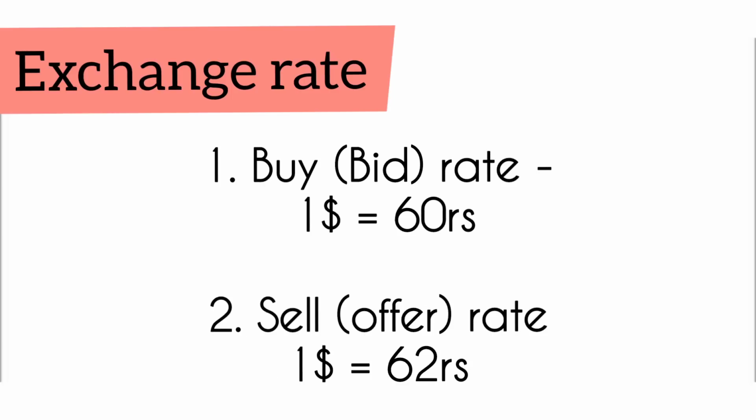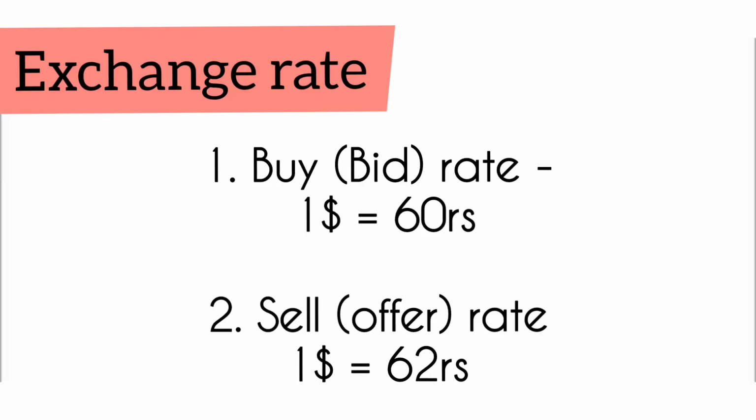Then there are two kinds of rate here. One is buying rate and the other one is selling rate. First I'll tell you that the other name of buyer's rate is bid rate, and the other name of selling rate is offer rate. So bid rate and offer rate, or we can also call it buying rate and selling rate.